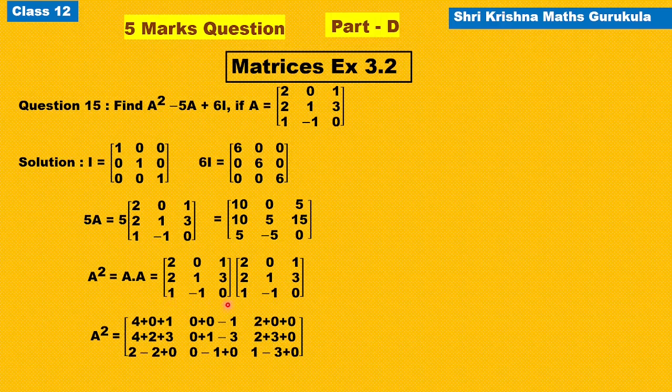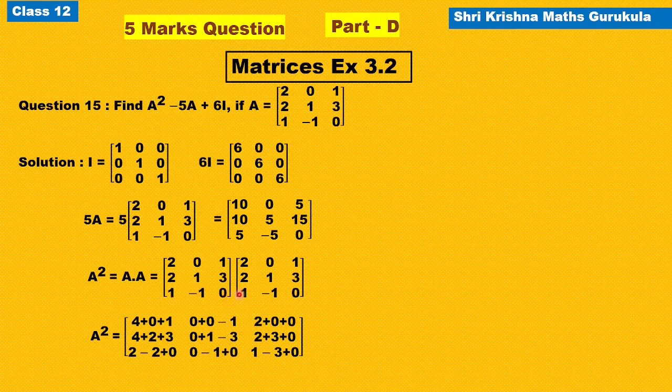Now I'll consider third row and first column. That is 1 into 2 is 2. Minus 1 into 2 is minus 2. 0 into 1 is 0. So it is 2 minus 2 plus 0. Now I'll consider third row, second column. So it is 1 into 0, 0. Minus 1 into 1 is minus 1. 0 into minus 1 is 0. So it is 0 minus 1 plus 0.